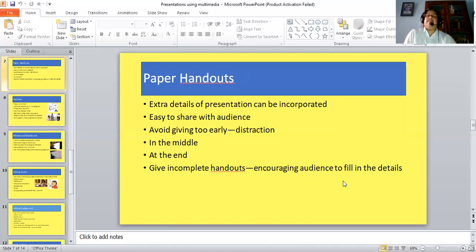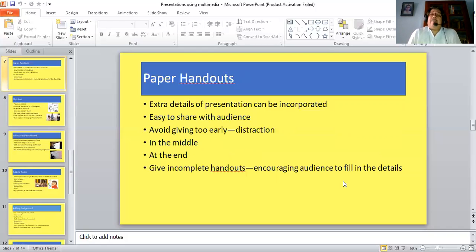Or if you have maybe some diagrams or illustrations which you want to share, then you can share them with the audience. Now, don't give them around too early, because your audience's attention will tend to focus more on these handouts rather than on your talk and your presentation. So you might distribute them in the middle of your presentation by way of illustration, or you may distribute them at the end when you have just finished your presentation as a kind of support or elucidation.